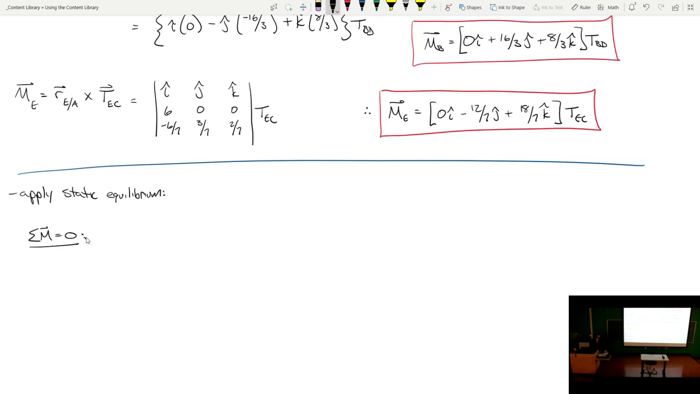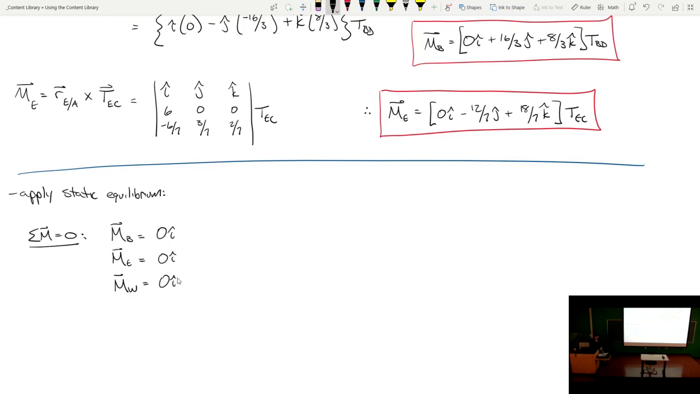Okay? So what do I mean by that? Well, we have three vectors. Let's write these out. Notice how all of them have a 0 i component. Okay? All right.